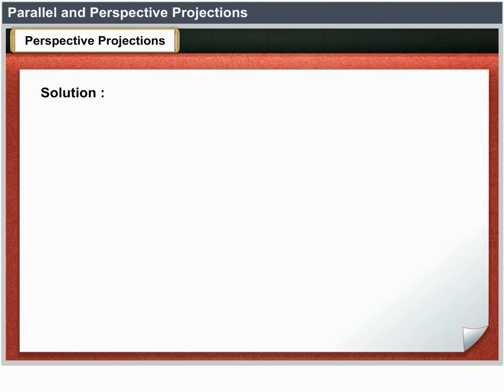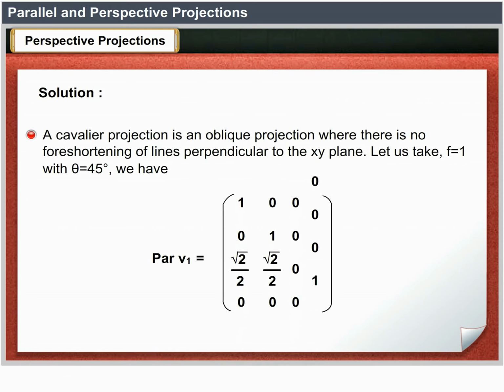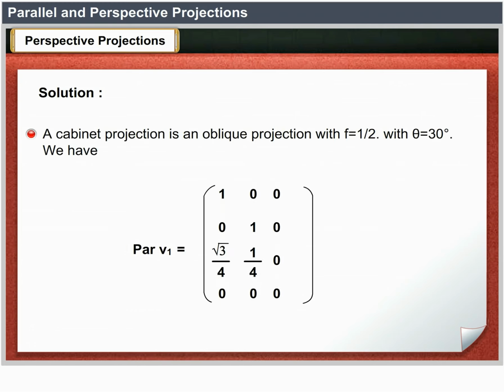Solution: a Cavalier projection is an oblique projection where there is no foreshortening of lines perpendicular to the xy plane. Let us take f equals 1 with theta equals 45 degrees. We have the matrix below. A cabinet projection is an oblique projection with f equals 1 by 2 with theta equals 30 degrees.